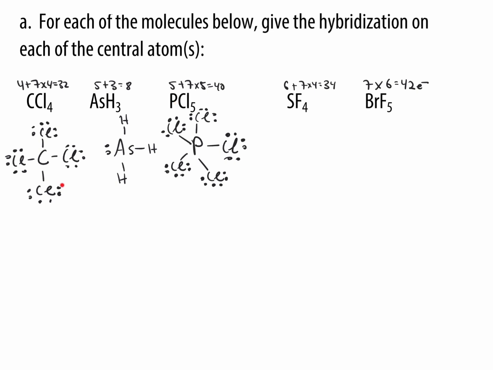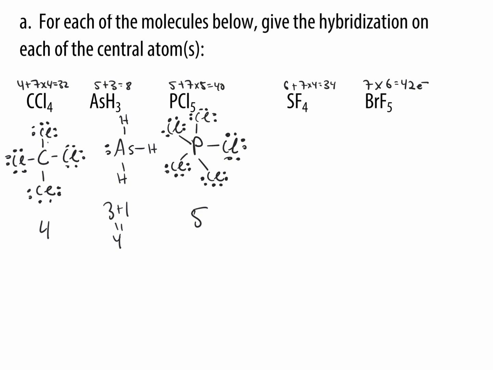So now that we have the Lewis structures for these first three, we need to get the hybridization. To get the hybridization, we need the steric number. For this first one, there's 4 bonded atoms plus 0 lone pairs, so the steric number is 4. For the second one, 3 bonded atoms plus 1 lone pair is equal to 4 for the steric number. And for the third one, just 5 bonded atoms, so 5 for the steric number.